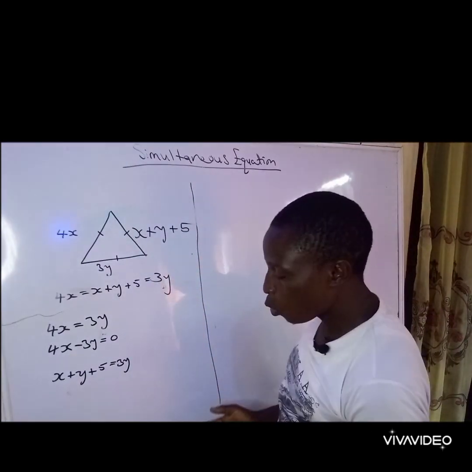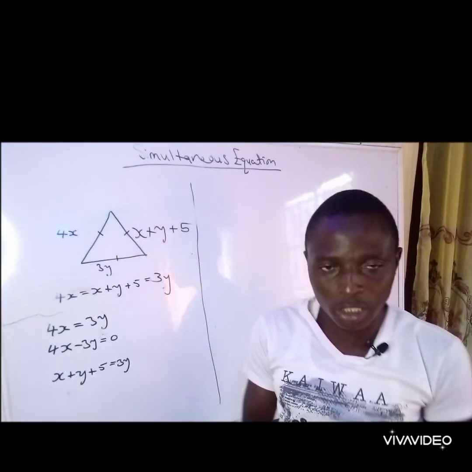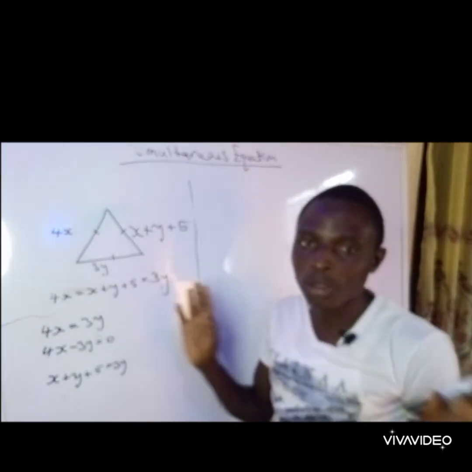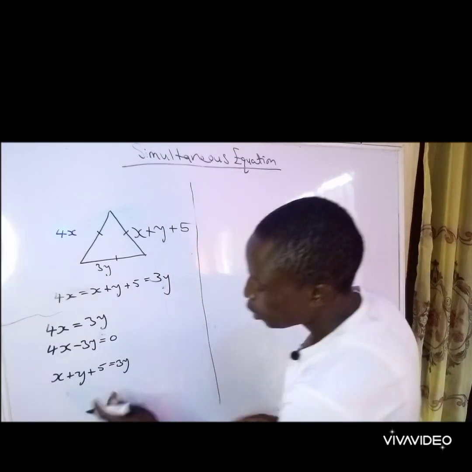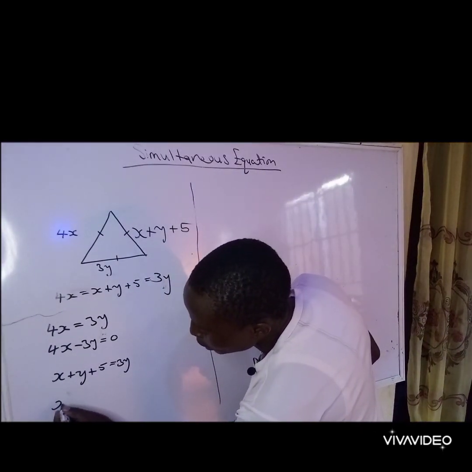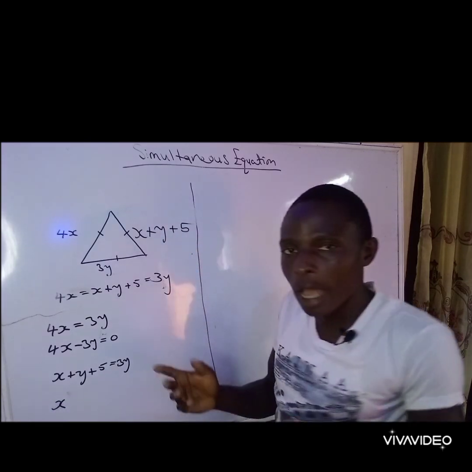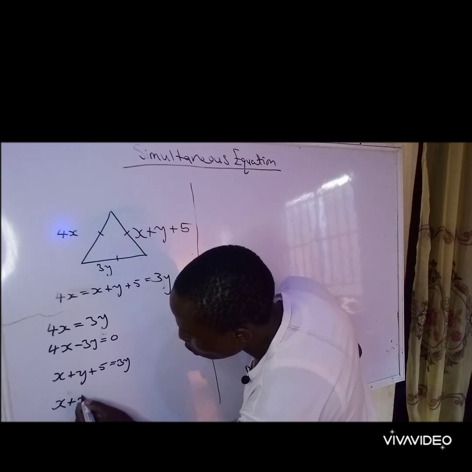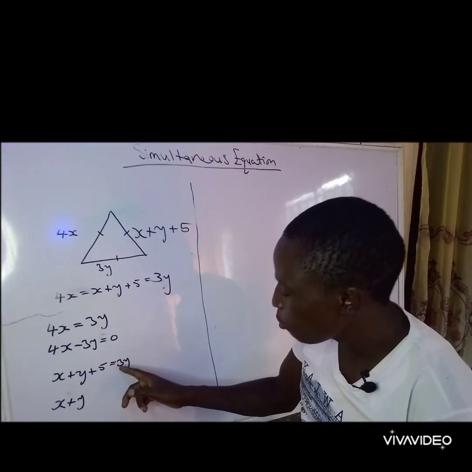So now, what are we going to do? Then we are going to rearrange, or collect like terms. Any grammar we like. So now, by rearranging, we have x. Do I have another x? No, I don't have. I will put plus y. Do I have another y? Yes, I have plus 3y.